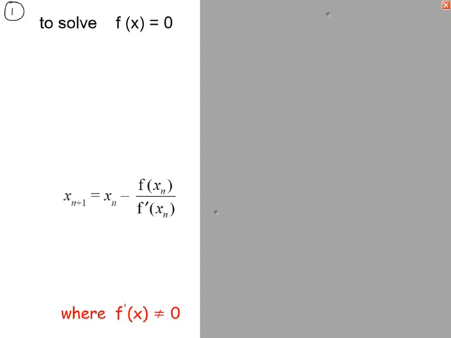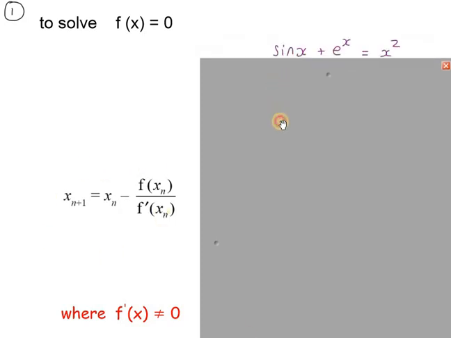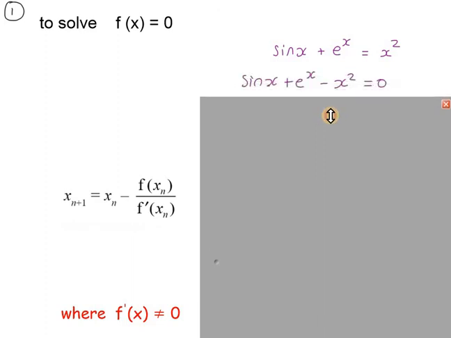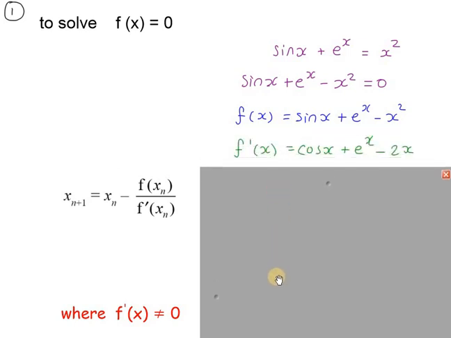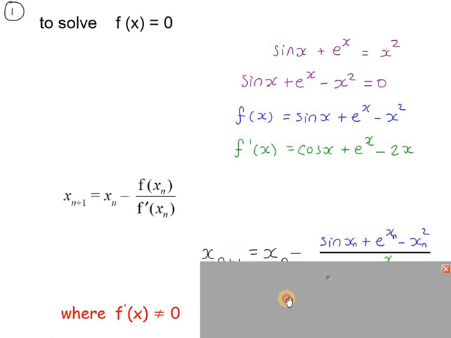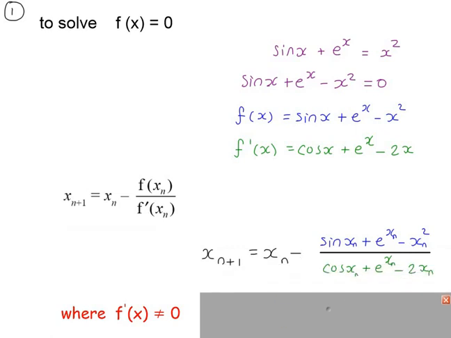So let's have a look at a quick example where we just come up with the iteration formula. I've got an equation that I want to solve, so we're doing a numerical solution using the Newton-Raphson method. So we take everything to one side, and this is my function of x. So I need to differentiate, which I've done. So now we substitute everything into the formula. So you have xn plus 1 equals xn minus. That's the standard part of the formula, that's always there.